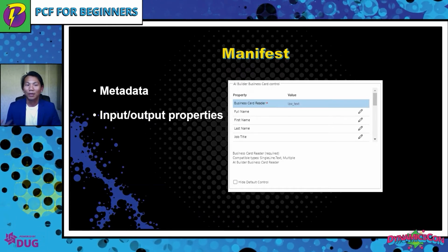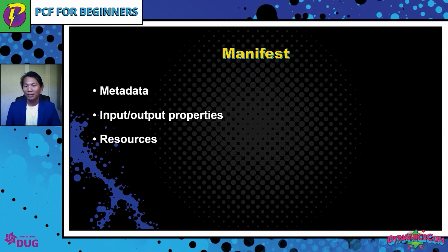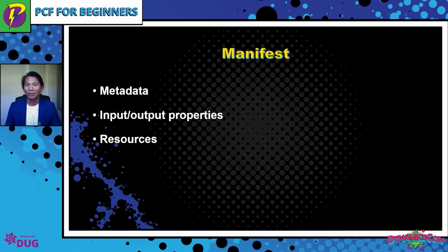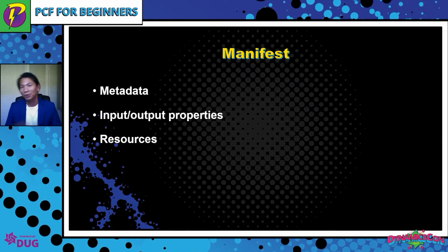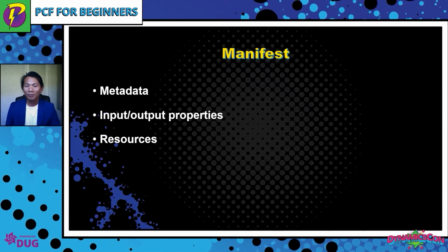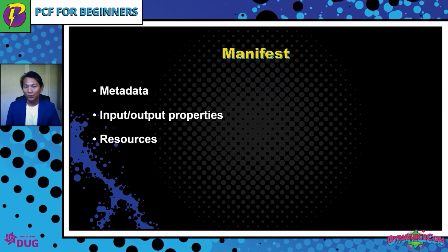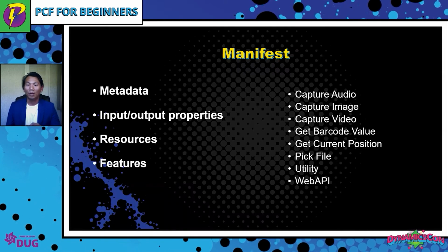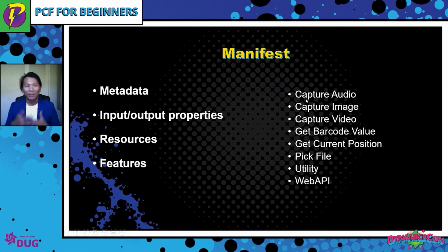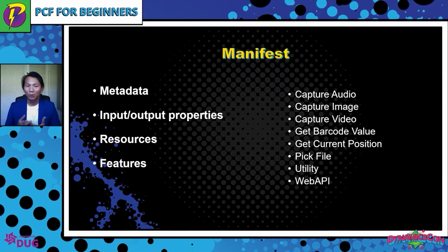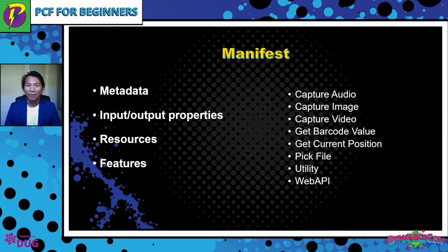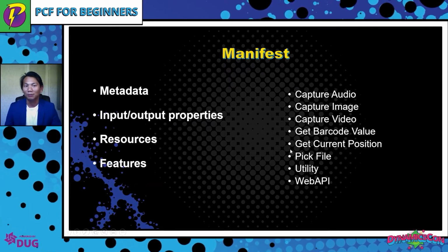And after that, it also has the list of resources that the component needs, such as images and CSS style sheets, which I'll explain in the next slide. And the last part is the features. If your control requires special features, such as capturing audio, image, video, reading barcodes, or retrieving data through the web API, you can specify them in that feature section.